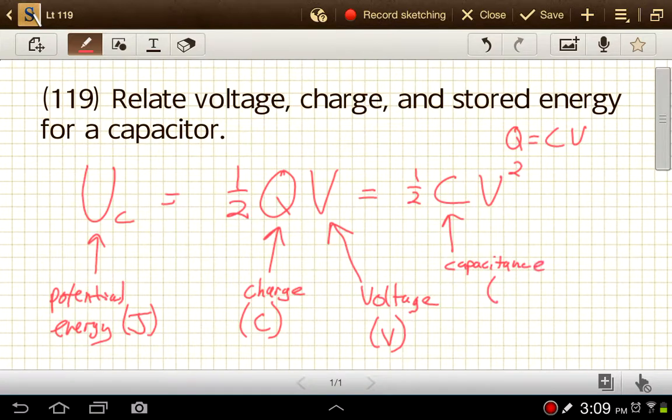which is in units again of joules per volt. How many joules of energy we can build up for every volt of electric potential that we put across this capacitor.